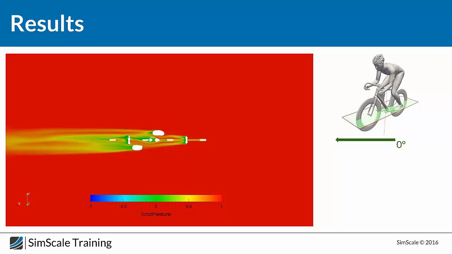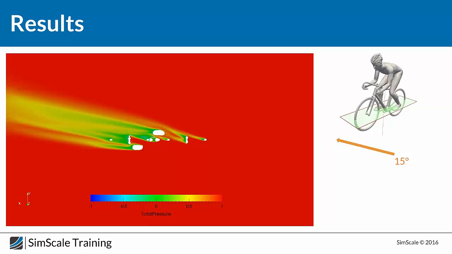So let's jump to the second parameter, which is 15 degrees, and here we can see our bike at 15 degrees, and we can see clearly the effect of the side wind on the flow over the bike.